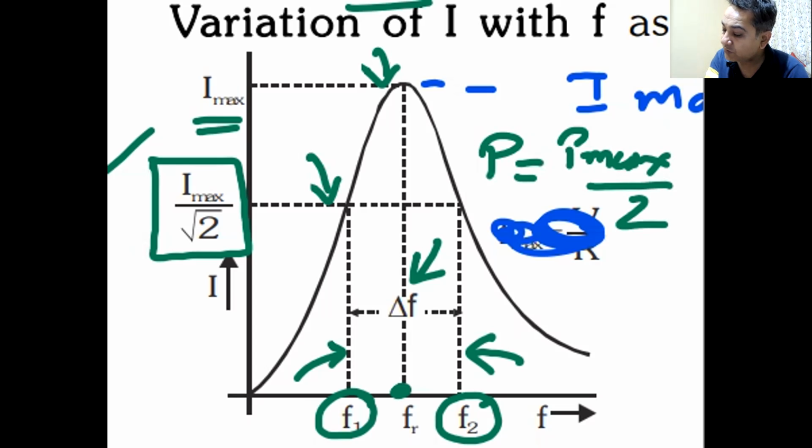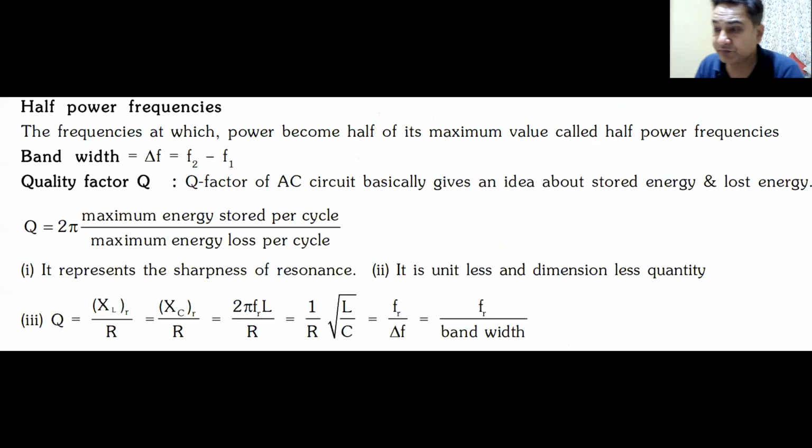And what I'm going to tell you next is what you will remember and not forget, because it is all about remembering. A straight question will come and you will have to answer this. Remember this graph and the straight question that will come. You will have to remember these terms. Half power frequency, the frequency at which power becomes half. I've shown you that point. Bandwidth, that delta F is known as bandwidth, F2 minus F1.